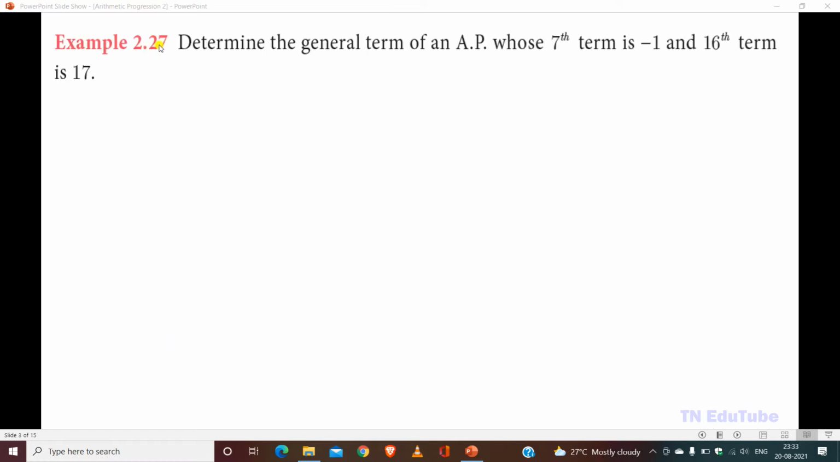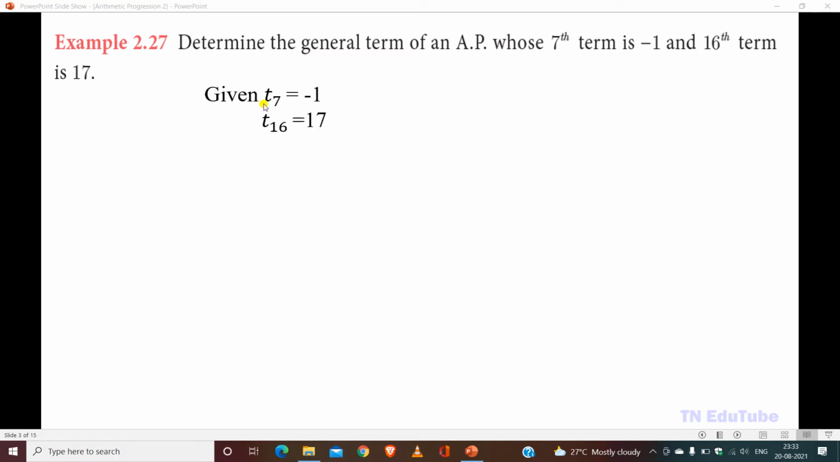Example 2.27. Determine the general term of an AP whose 7th term is minus 1 and 16th term is 17. Here two equations are given, the 7th term and the 16th term. You have to find the general term. So first from these two equations you find the value of A and D. Then substitute in the nth term of the AP.